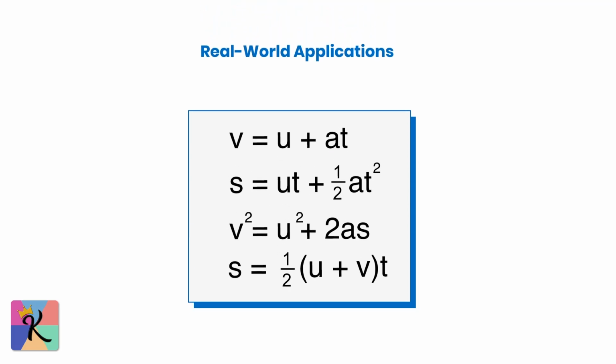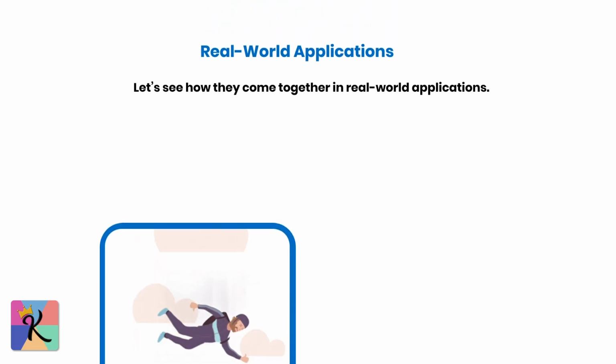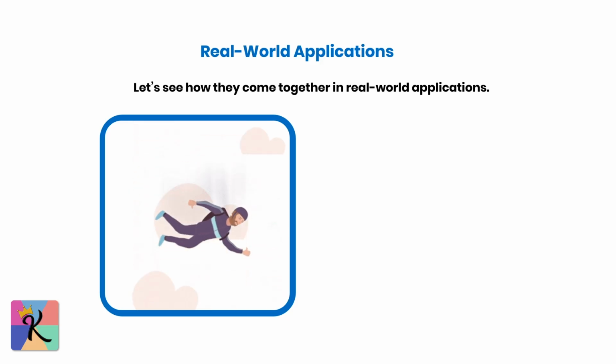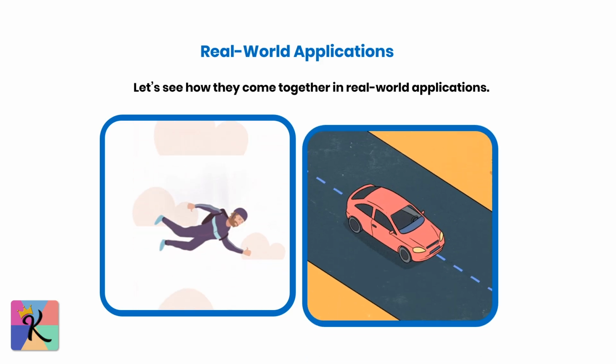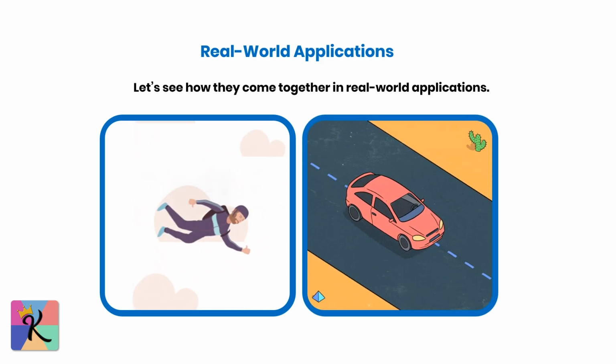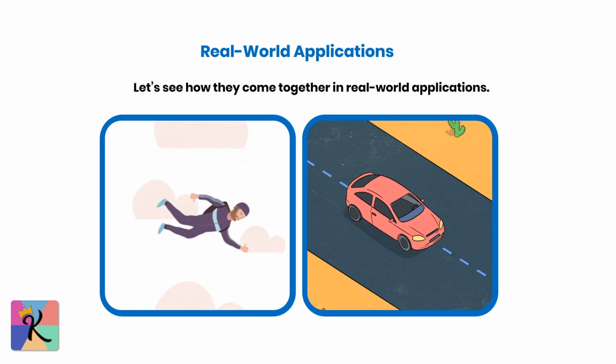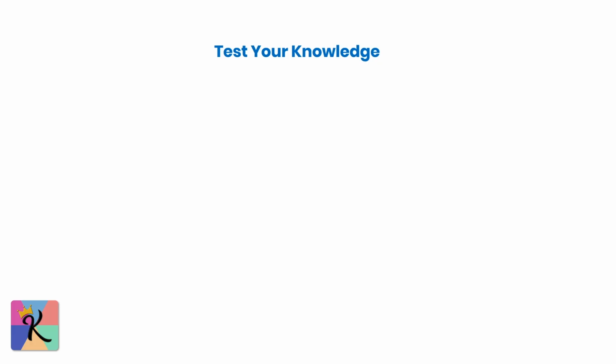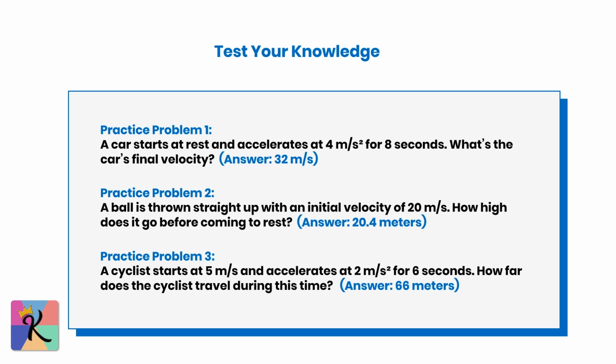Now that we've covered all four kinematic equations, let's see how they come together in real-world applications. Whether it's calculating how far a skydiver falls before pulling their parachute, or figuring out how much distance a car covers while accelerating on the highway, these equations are the foundation of motion analysis. Let's test your understanding with a few practice problems. Pause the video if you need more time to solve them.